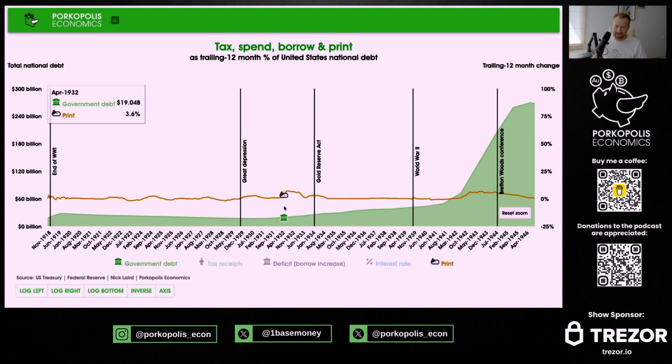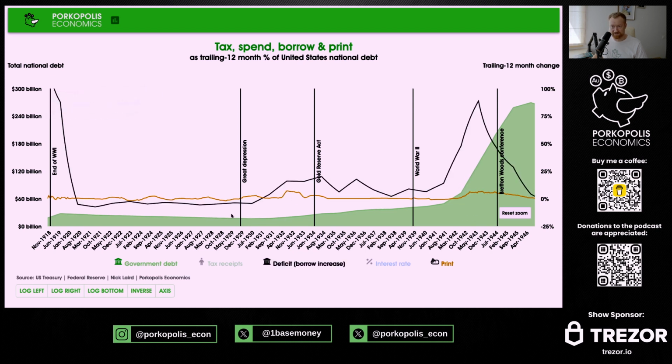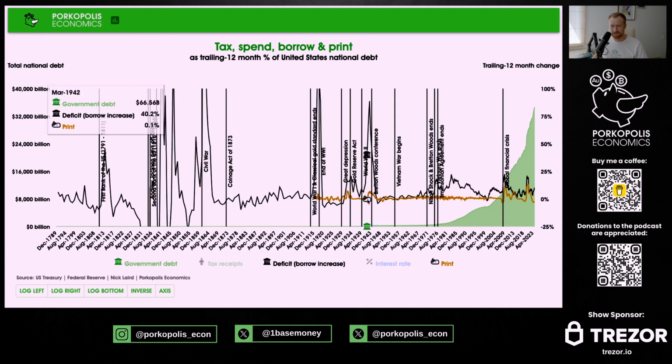All right, but again, here, even during the worst of the Great Depression, getting up to the Gold Reserve Act, there was money printing only to the tune of 7% per year. Remember, the deficits can be huge. We can nearly double the debt with a nearly 100% deficit during certain periods. Money printing is a much, much smaller component of that.